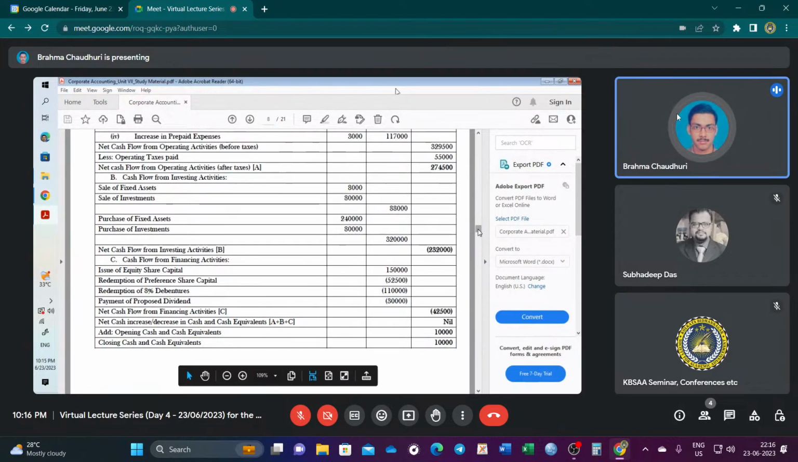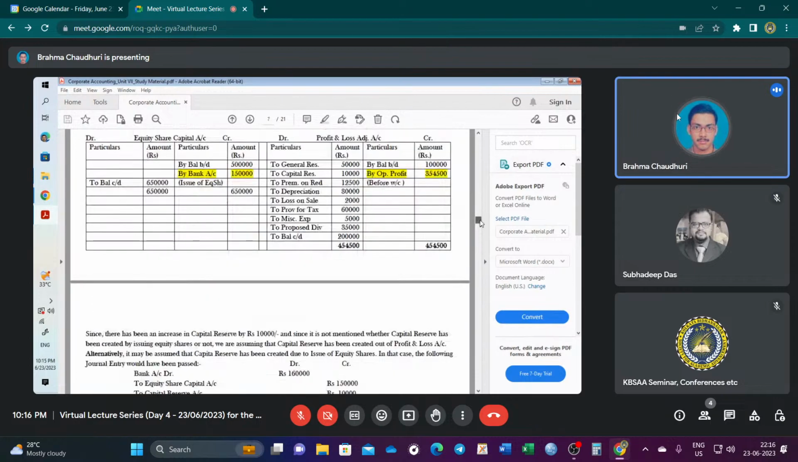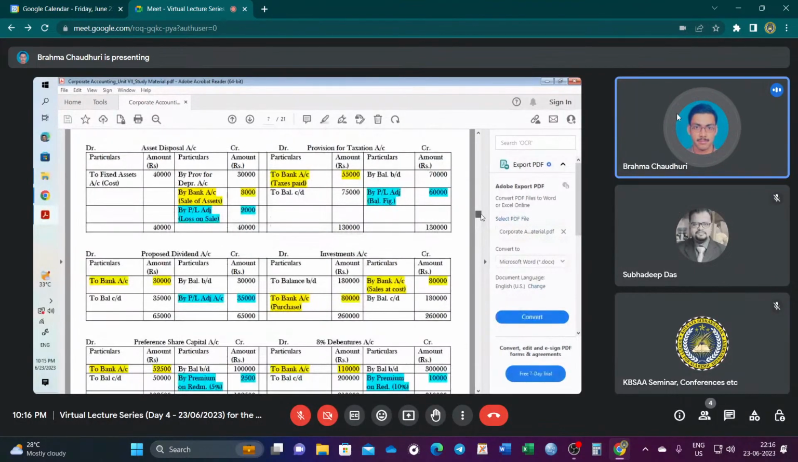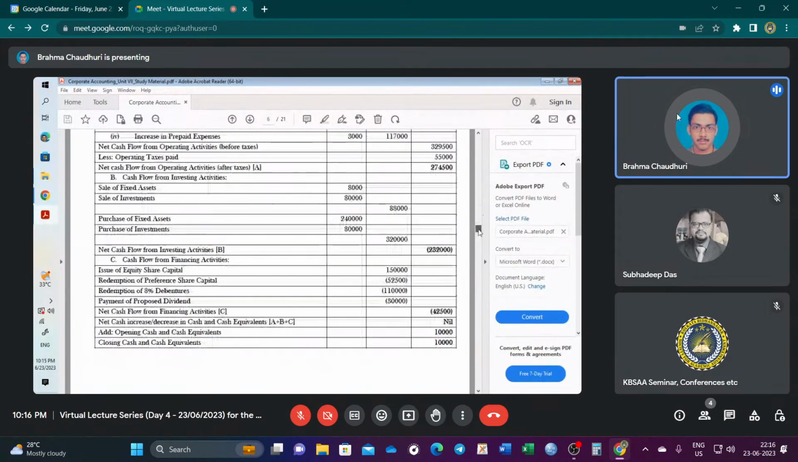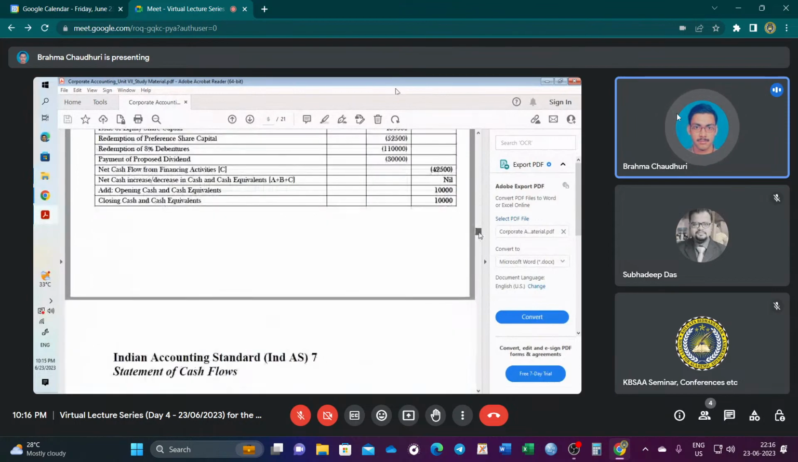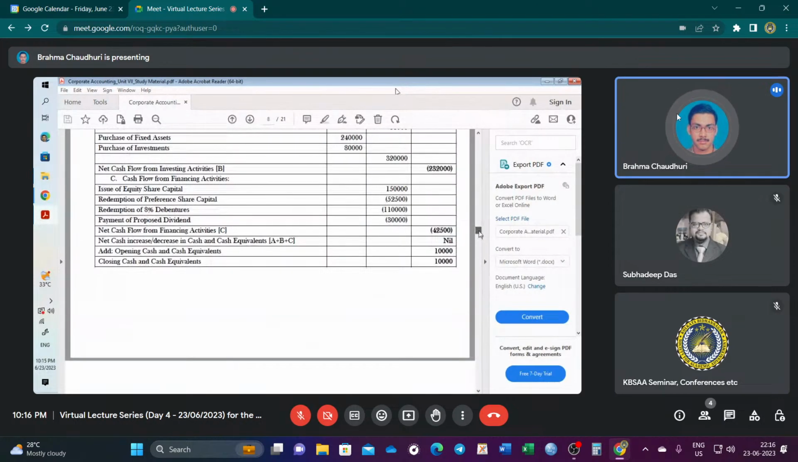Opening cash and cash equivalents, that is shown in the balance sheet, is 10,000, and closing cash and cash equivalents is also 10,000. So we add the opening cash and cash equivalents of 10,000, and we arrive at the closing cash and cash equivalents of 10,000. So in this way we will be solving a problem on the cash flow statement using the indirect method.